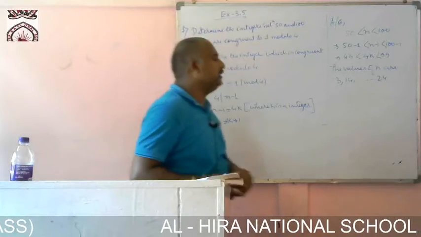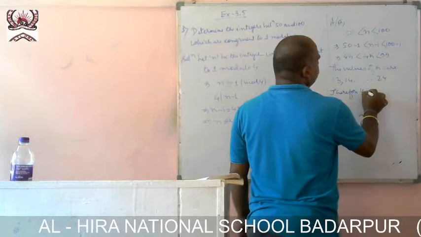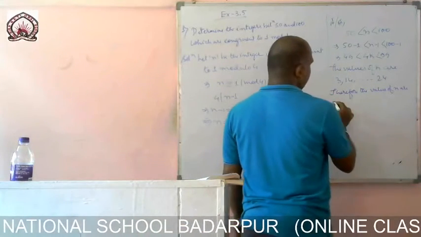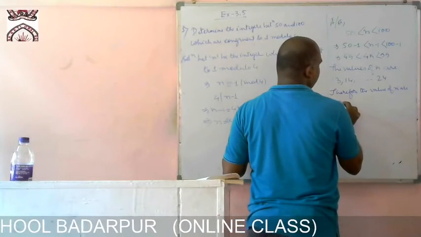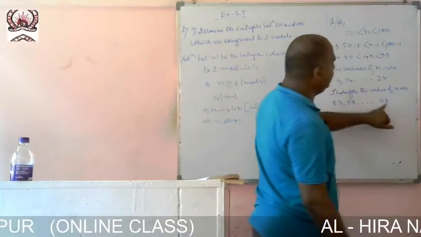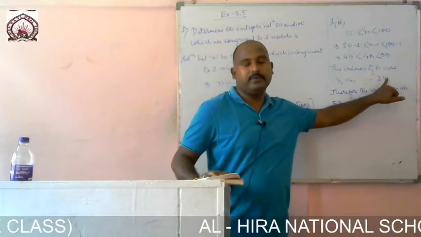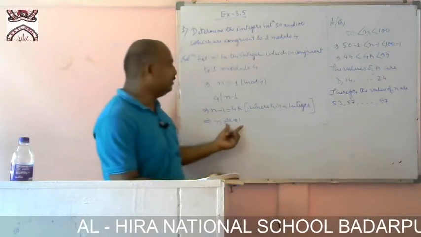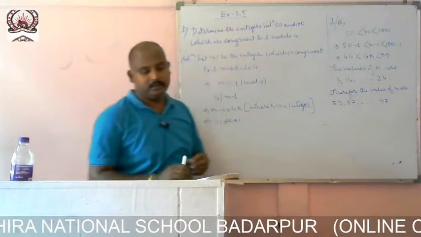Now if I put the values of k here, we get the values of n. Therefore the values of n are: if I put 13, then 4 into 13 is 52 plus 1, 53, 57, up to 97 when k equals 24. Clear?